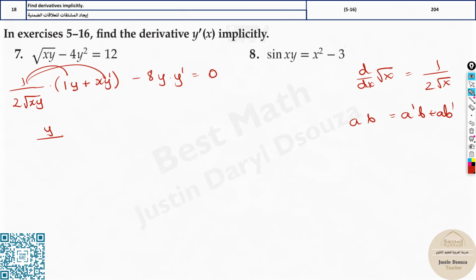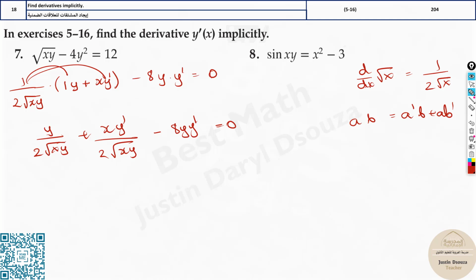1 is just 1y is just y. So y divided by 2 times square root of xy plus x y prime divided by 2 square root of xy minus 8y y prime, that is equal to 0. Now we can take this to the other side.